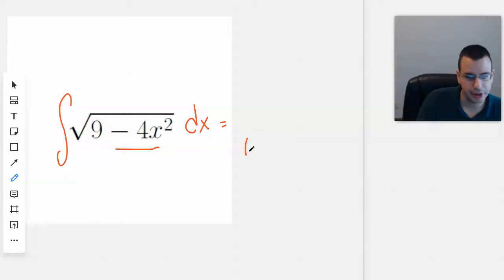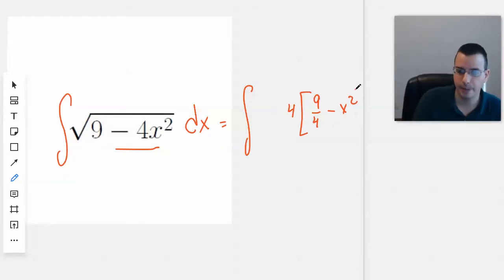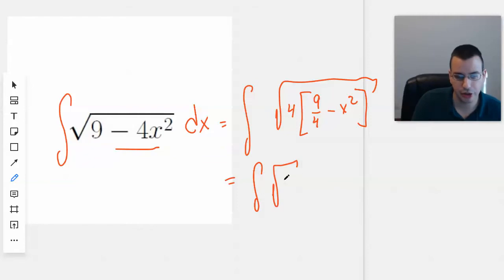Equals integral. We're going to factor the 4 out. So we'll do 4 times 9 over 4 minus x squared. It's really 4 over 4 x squared, but 4 over 4 is 1, so I leave it off. And then, can we screw with this? Yep. So we square root everything, and then we can break the square root up so that it's the square root of 4, because 4 is times everything, times the square root of 3/2 squared minus x squared. And we still have the dx.